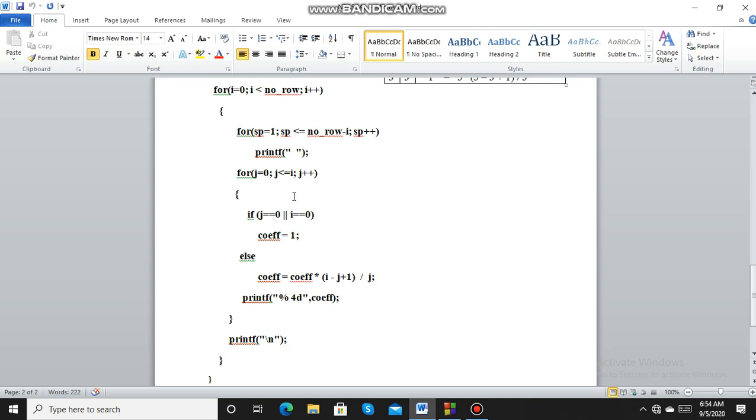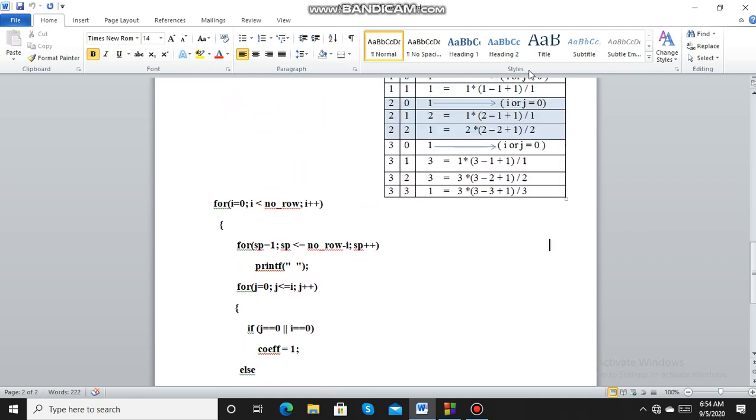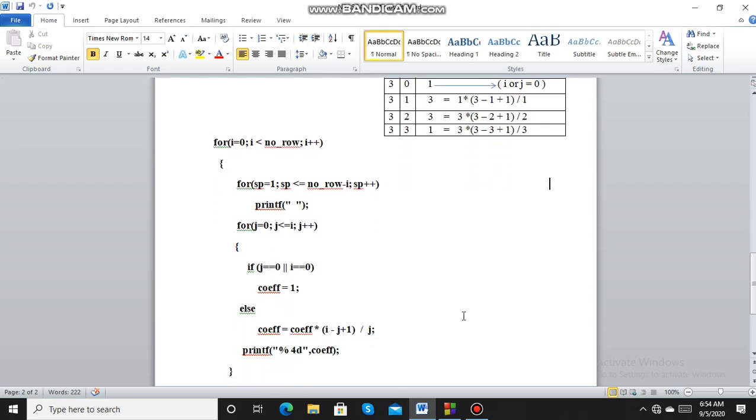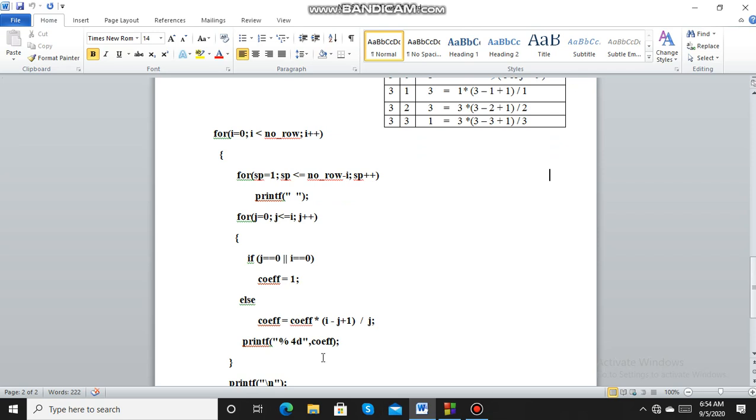So when both are 1, i is 1 and j is 1, the coefficient is calculated by i minus j plus 1, that is 1 minus 1 plus 1, divided by j, that is 1. This calculation is shown here. So 1 minus 1 plus 1 is 1, by 1 is 1. So the coefficient becomes 1, and then we print the coefficient.